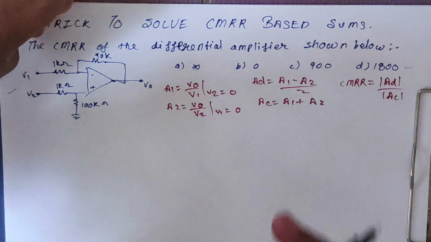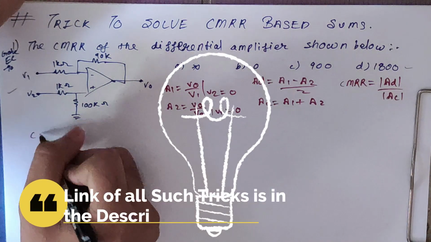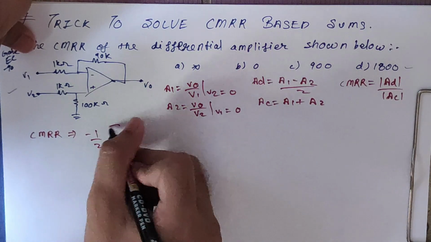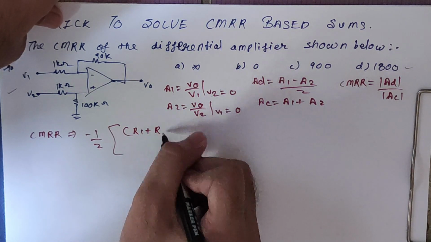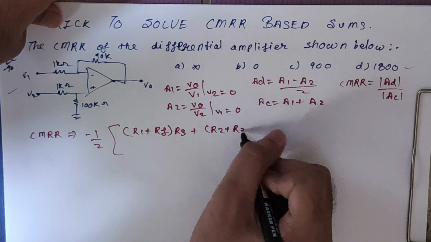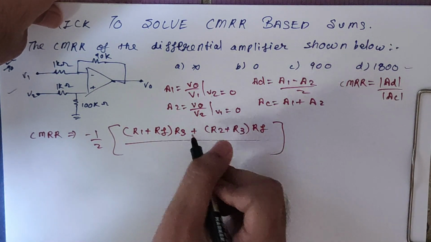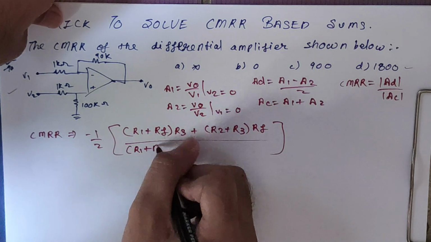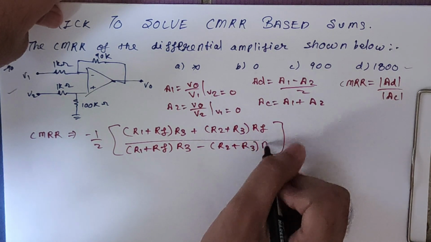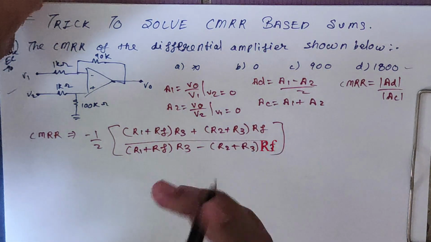But with the trick you will solve this question in just 30 seconds. The trick says you have to use this formula. For this type of configuration the CMRR will always be minus 1 upon 2, times (R1 plus RF) into R3 plus (R2 plus R3) into RF, upon the same thing, just with the subtraction sign in the middle: (R1 plus RF) into R3 minus (R2 plus R3) into RF. So with just one formula you will get your answer.